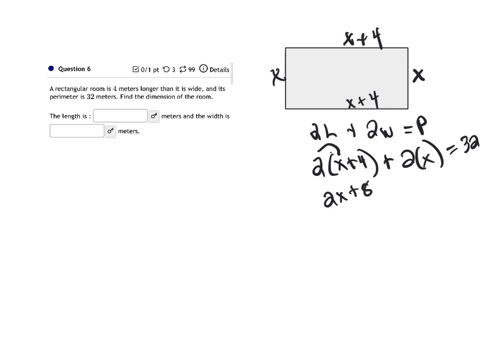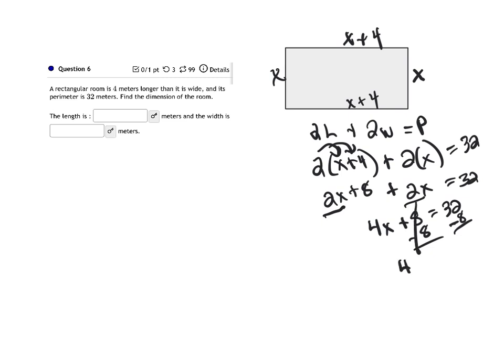We're multiplying the 2 times the x, 2 times the 4, and then this we'll just rewrite as plus 2x equals 32. So we're going to combine the 2x and the 2x. That gives us 4x plus 8 equals 32. We're going to subtract 8 from both sides because the opposite of adding 8 is to subtract 8. This goes away, leaves us 4x equals. Signs are different on the 32 and the minus 8, so we subtract, take the sign of the larger number, so that will give us, let's see, 24.